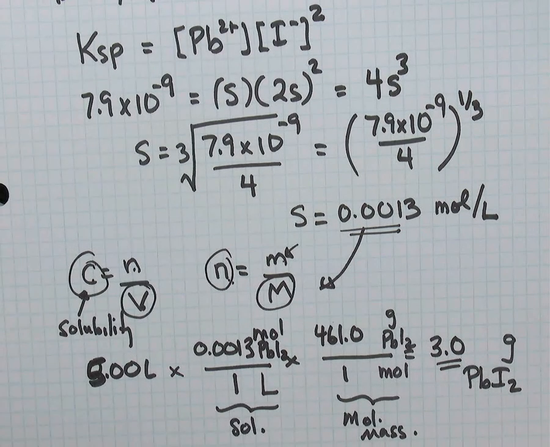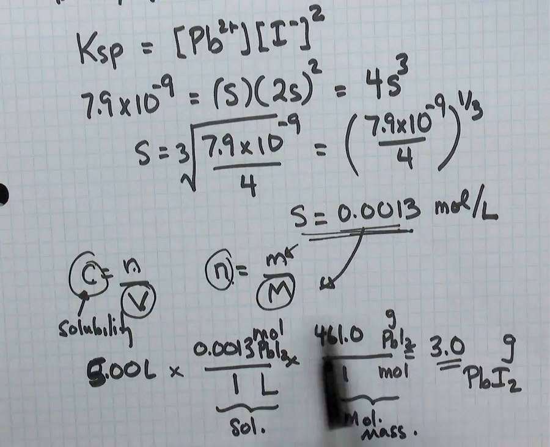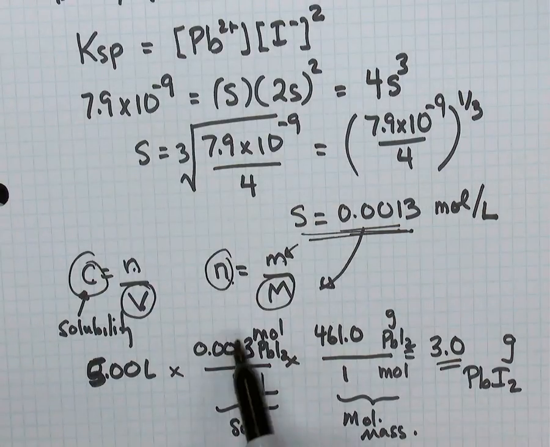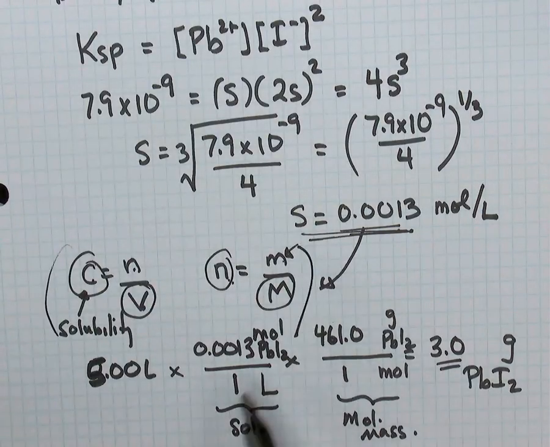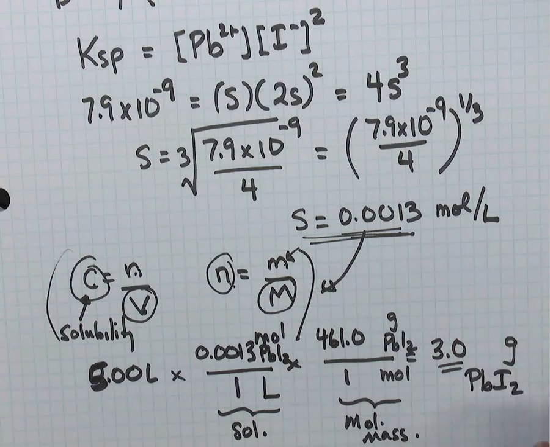So there's the basic question. So we needed to first find molar solubility, then use unit multipliers, or we could have used these 2 formulas to find out that we need 3.0 grams of lead iodide to make the saturated solution.